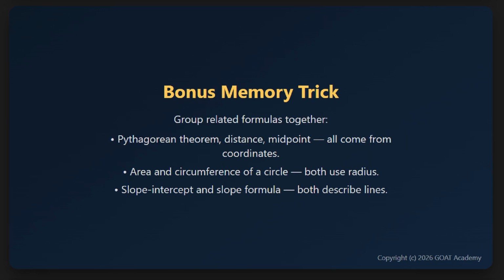Here's a bonus memory trick. Group related formulas together. The Pythagorean theorem, distance formula, and midpoint formula all come from coordinate geometry and right triangles. Area and circumference of a circle both use the radius, so they're easy to link. Slope-intercept form and the slope formula both describe lines, so keep them together in your mind. Grouping related ideas makes them easier to recall.